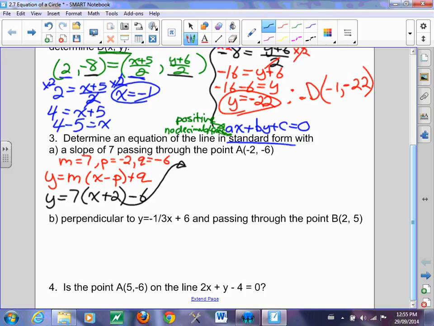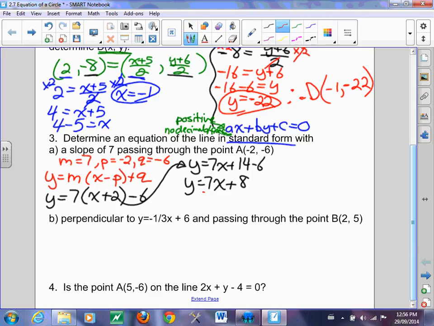We're going to use distributive law, so we're going to bring the 7 in, so it's going to be 7x plus 14 minus 6, and then collect like terms. Okay, so we're going to have plus 8. But remember, folks, that's in slope y-intercept form, or the equation of the line in y equals mx plus b form. But we want it in the standard form.